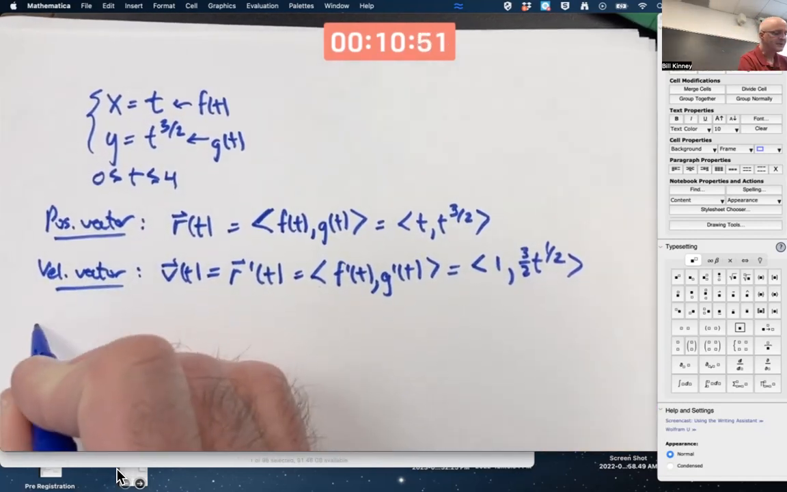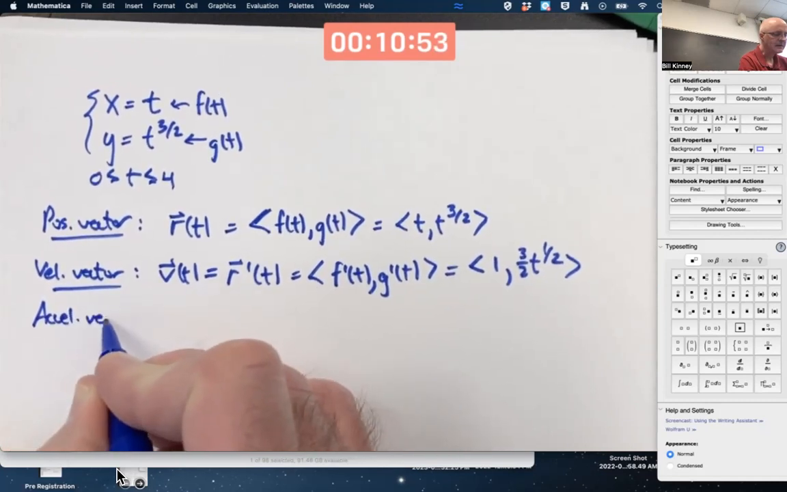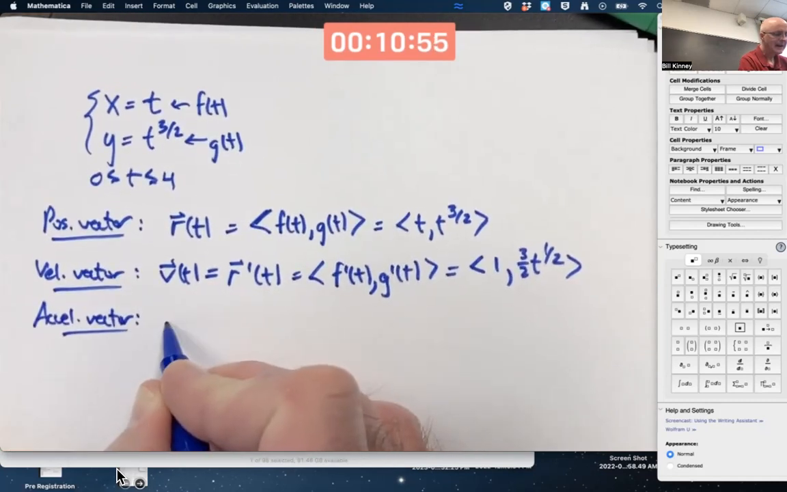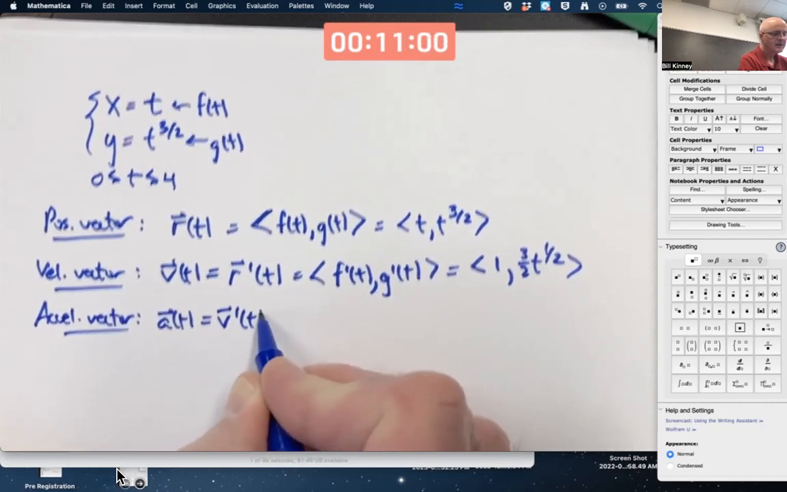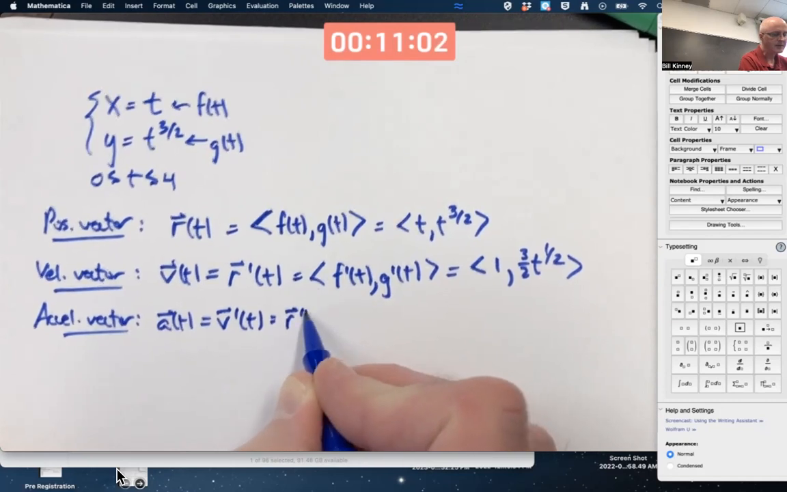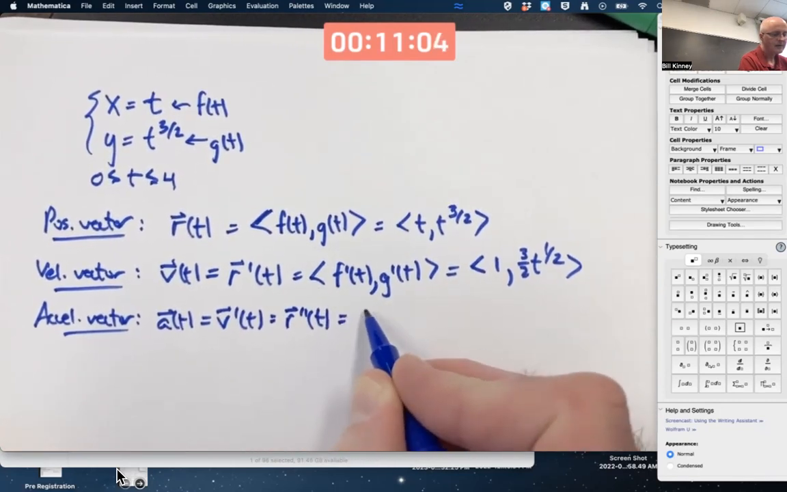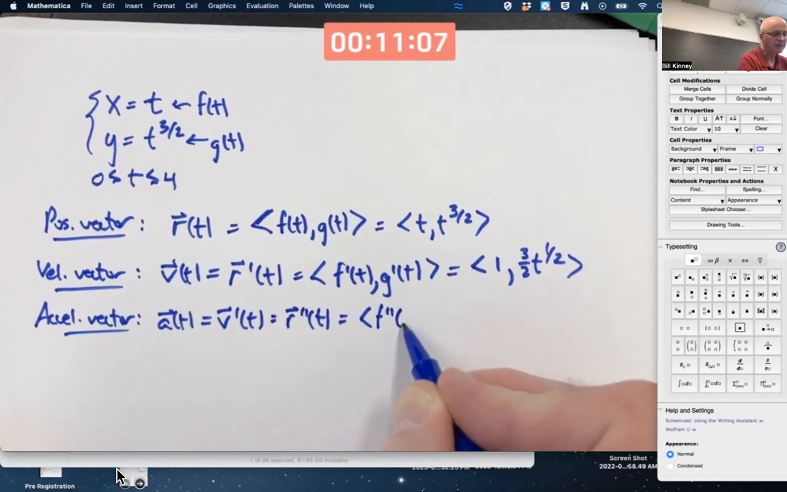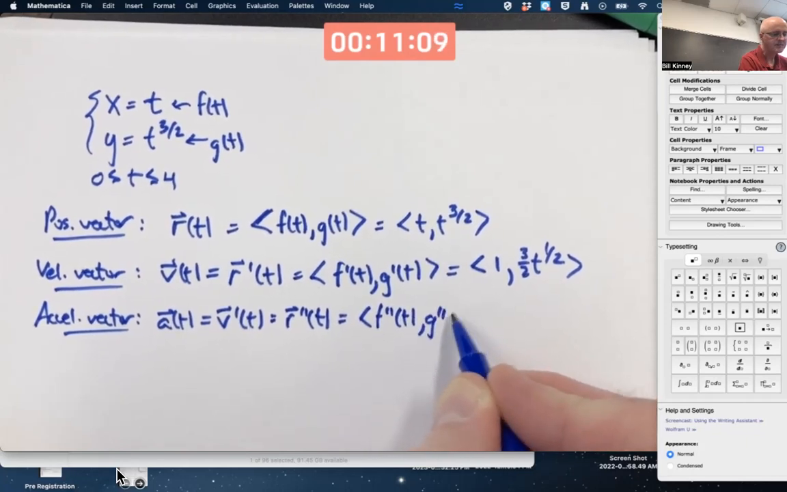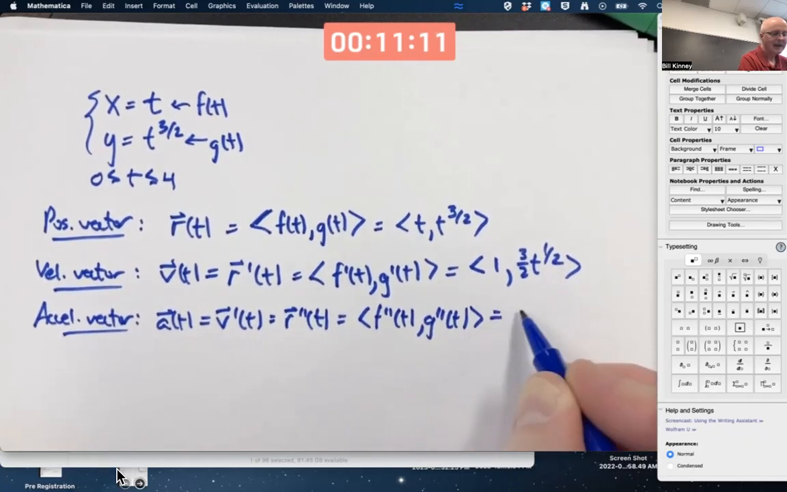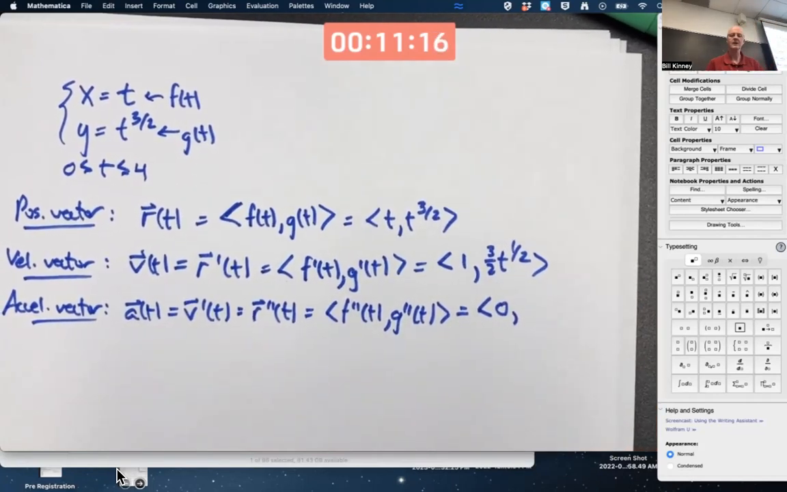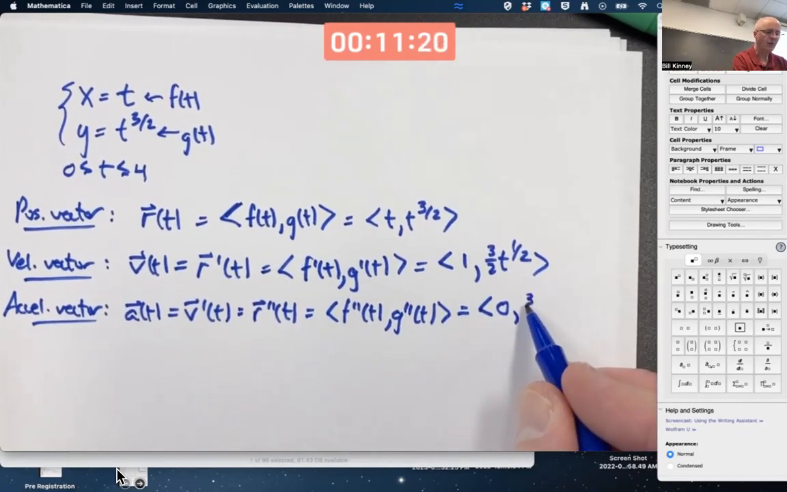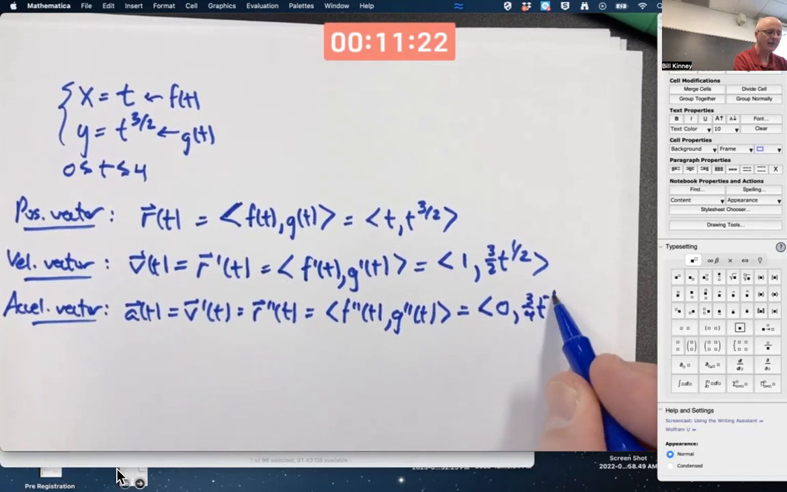And if I like, I can also find an acceleration vector, a of t, which is the derivative of the velocity vector, same as the second derivative of the position vector, having components f double prime of t, comma g double prime of t. And the first component in this example is going to be 0, right? The derivative of 1 is 0. And the second component, I differentiate this, I'll get 3/4 t to the negative 1/2.